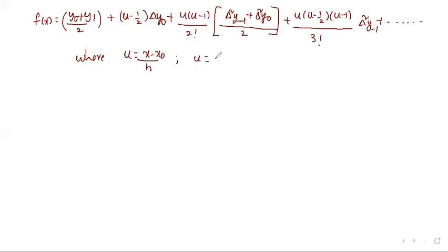u is equal to x minus x naught. We already know the value of x is 25, minus x naught, which is 24. The difference h we got is 4, so h is equal to 4, and u is equal to 0.25. Therefore, substitute all the values in the given formula.